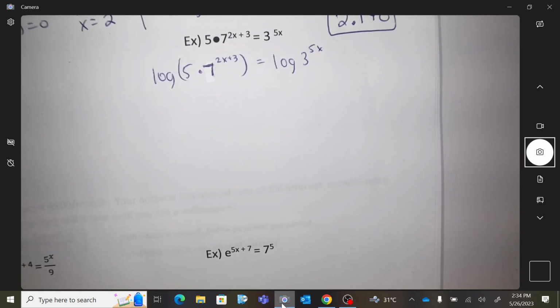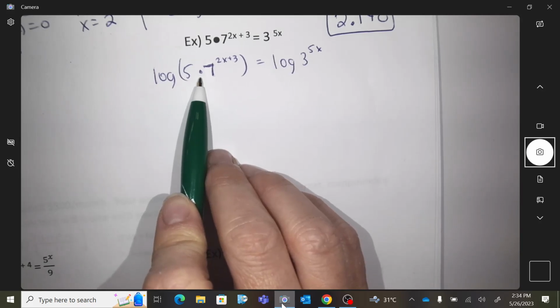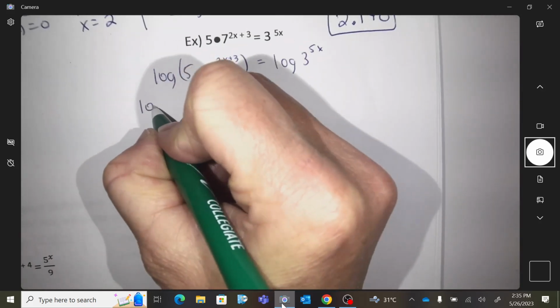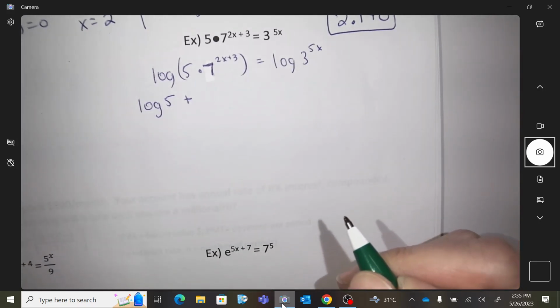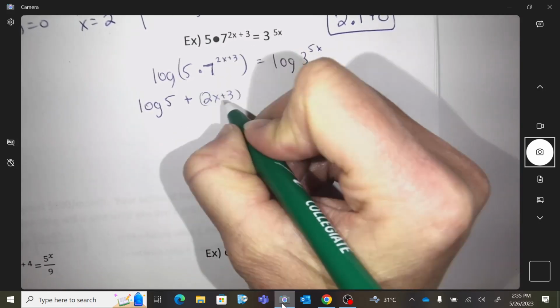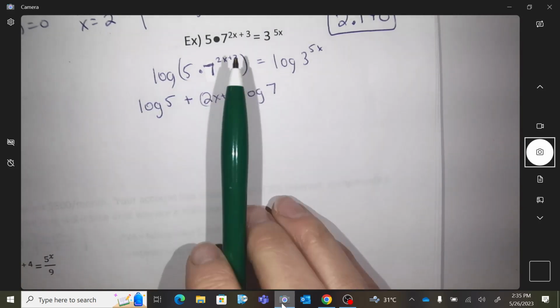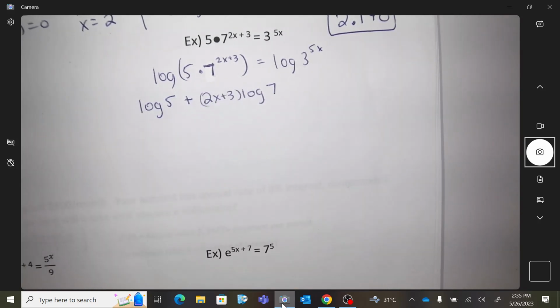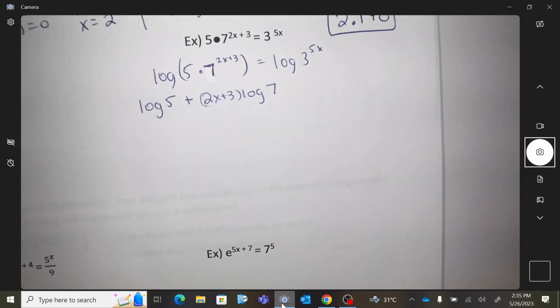Rules. Here we go. There's a multiply, so I'm going to split with some add. So log 5 plus, I'm also going to move exponent in front. Do you see what I did? Why are they not at the beginning of the 5? Because that exponent is not on the 5. Oh, yeah, that's dumb. That exponent is on the 7.